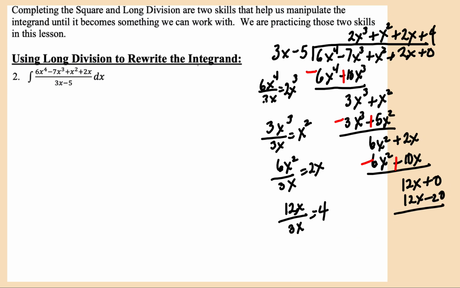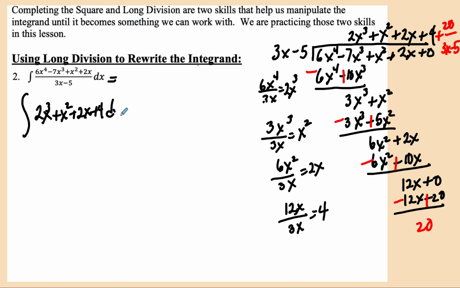And again, I'm going to change signs. That's subtracting, and then I'm going to have a 20. So this will be plus 20 over 3x minus 5. So now I can rewrite this as a proper fraction. I'll have the answer portion in one integral, x squared plus x plus 2x plus 4 dx, plus the integral of the remainder, 20 over 3x minus 5 dx.